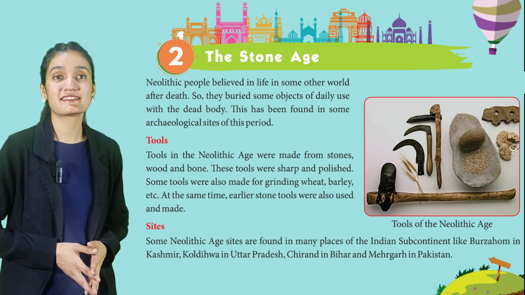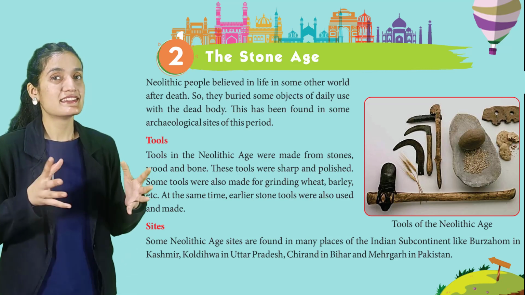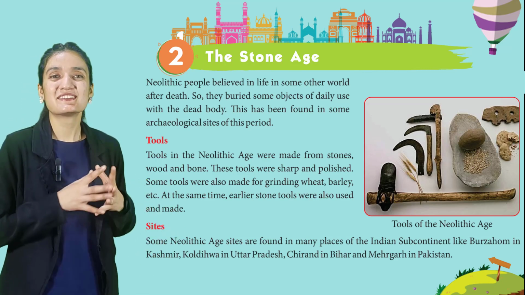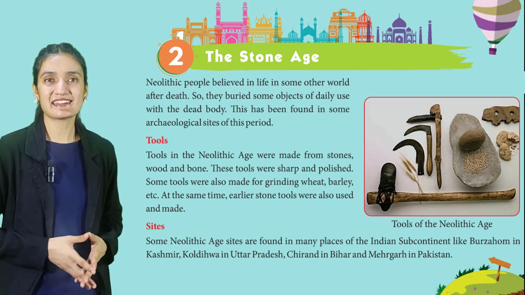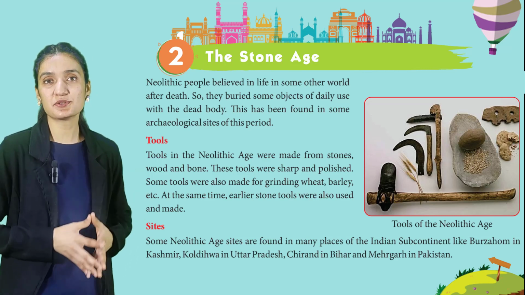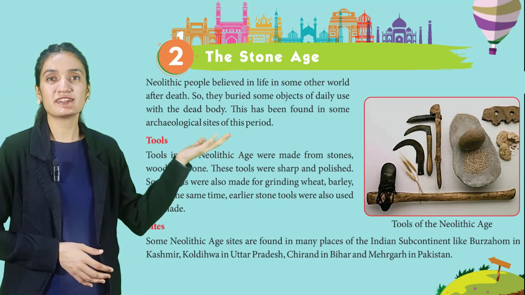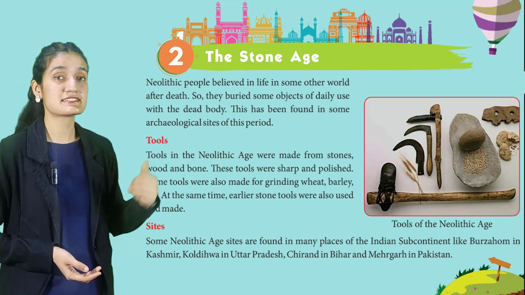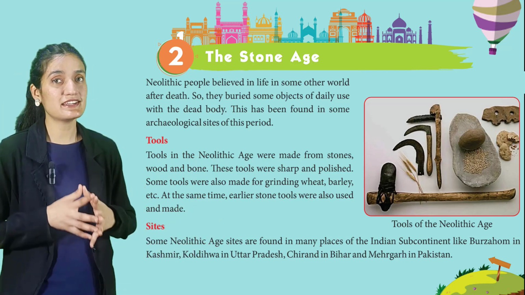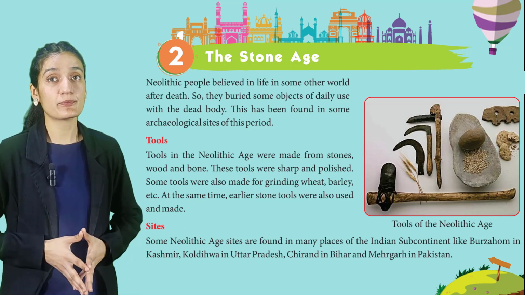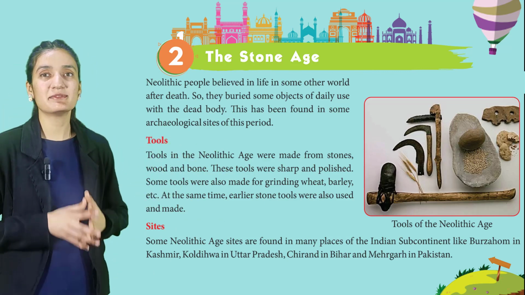Now next is tools. Tools in the Neolithic age were made from stones, wood and bone. These tools were sharp and polished. Some tools were also made for grinding wheat, barley, etc. At the same time, earlier stone tools were also used and made. Here is the picture of tools of the Neolithic age. Now next is sites. Some Neolithic age sites are found in many places of the Indian subcontinent like Burzahom, Kuldiwa in Uttar Pradesh, Chirand in Bihar and Mehergarh in Pakistan.